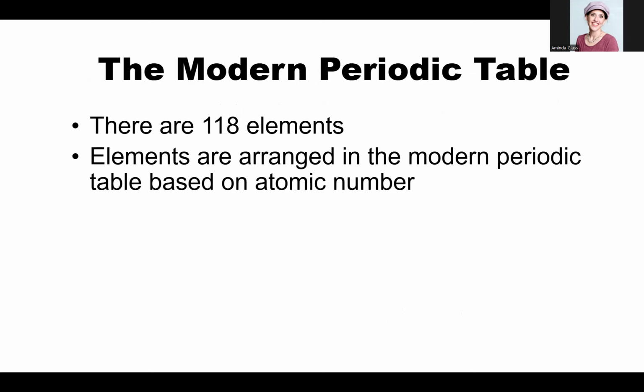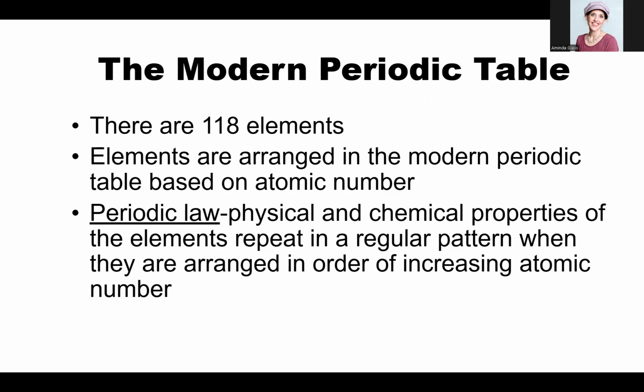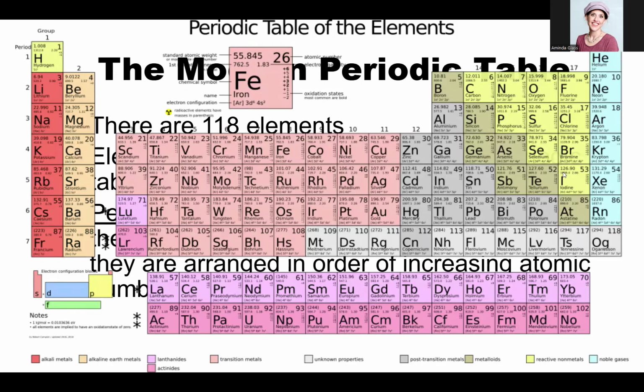Now, with our modern periodic table, we have 118 elements that are arranged not according to atomic mass, but atomic number. There's actually 2 elements on the periodic table. If you look at masses, they're switched, but their atomic numbers are arranged correctly. Periodic law is just that the physical and chemical properties of the elements repeat in a regular pattern when they're arranged in order of increasing atomic number. So here's our modern periodic table. And I believe it's iodine and tellurium that are switched, if you can see here.